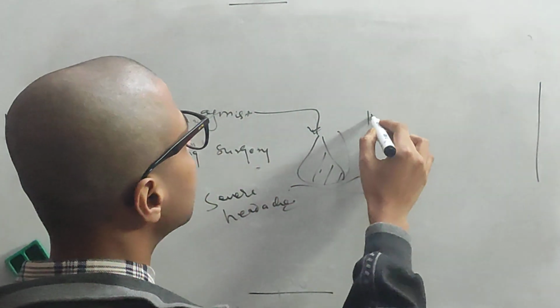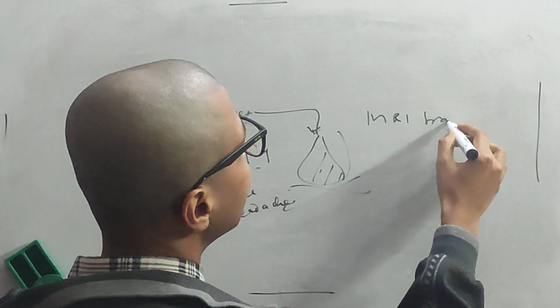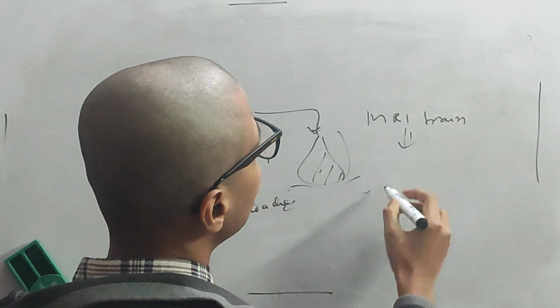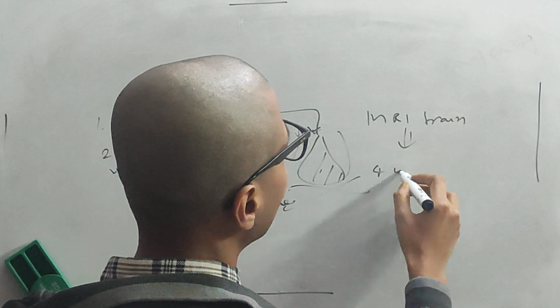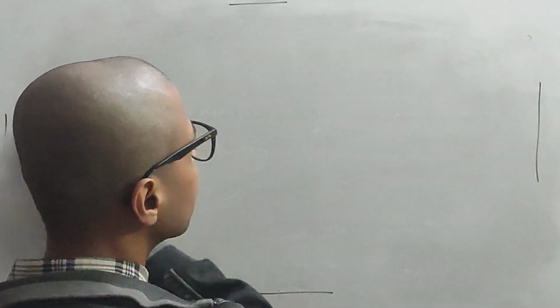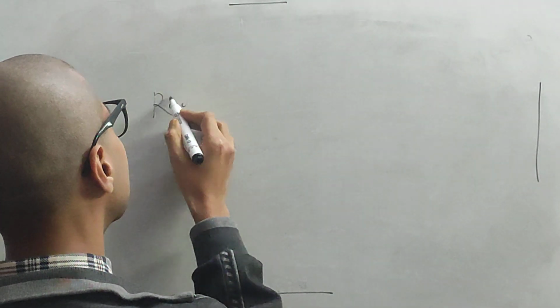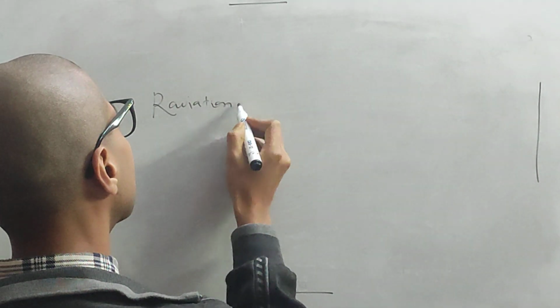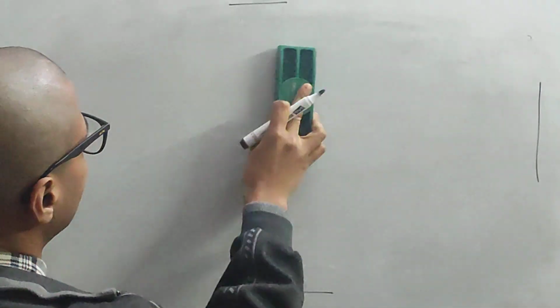Okay, so initially you do MRI brain, and you have to serially do MRI brain. Even in 4 weeks you can do a repeat MRI brain to assess the size of the pituitary. And as I told you, radiation is reserved as a last option. Okay, so cranial radiation is done.